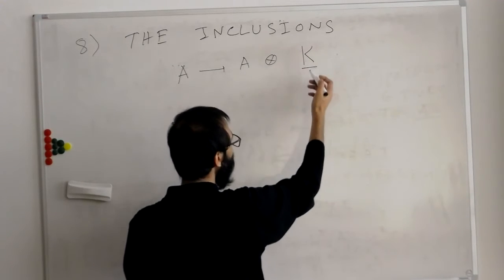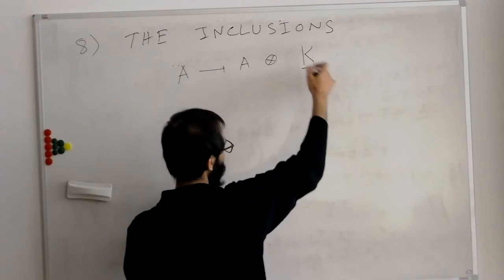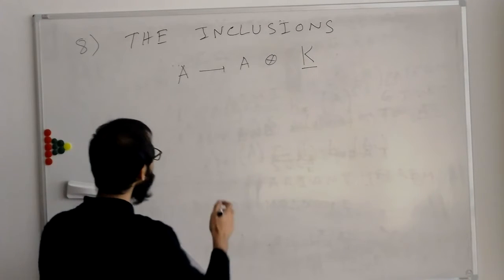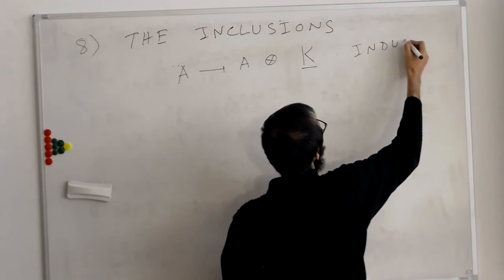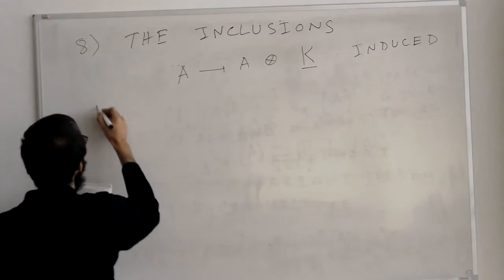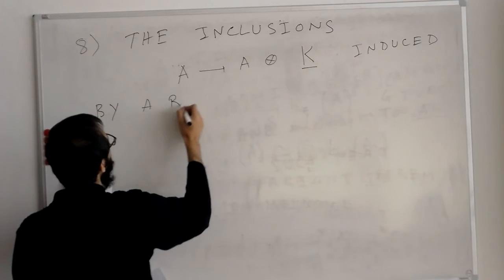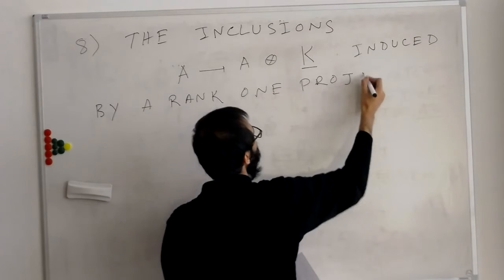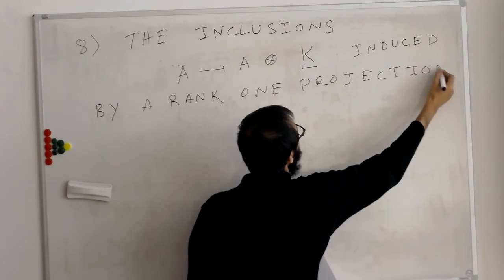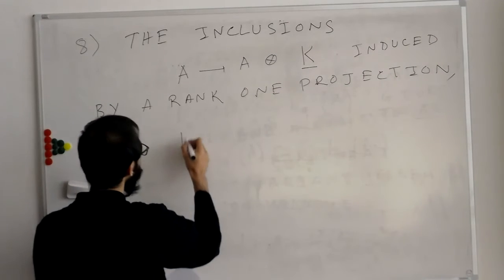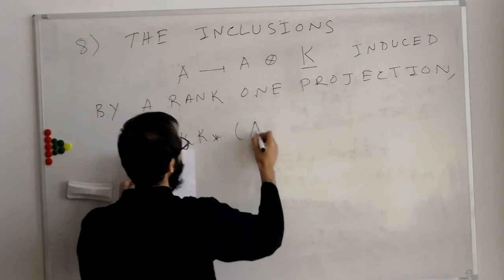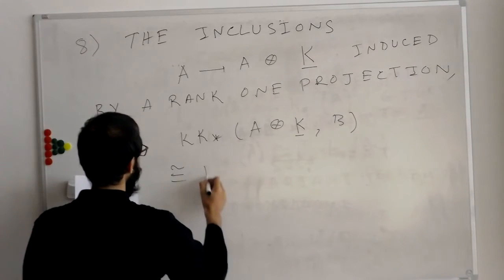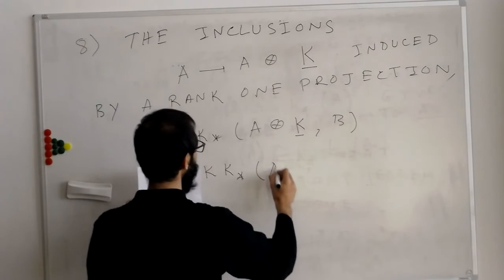This is the compacts on a separable space. I cannot do the math calculation here. This came with a line induced by a rank 1 projection. Isomorphic to, so it is stable in both variables.